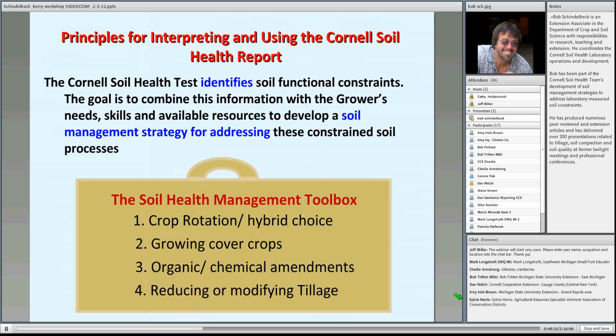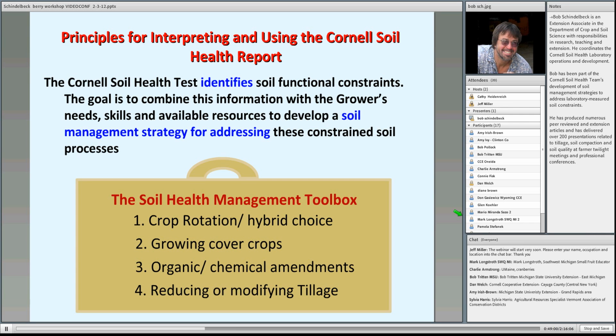Okay, so again, on a broad sense, when we talk about the soil health report strategy, I've gone over this several times, and I do apologize, but I think it's important to keep mentioning this. We're going to identify areas in the soil that need attention, because we're determining that the processes are constrained. So now we want to combine this information with the grower's needs, skills, and available resources to come up with a strategy to deal with them.